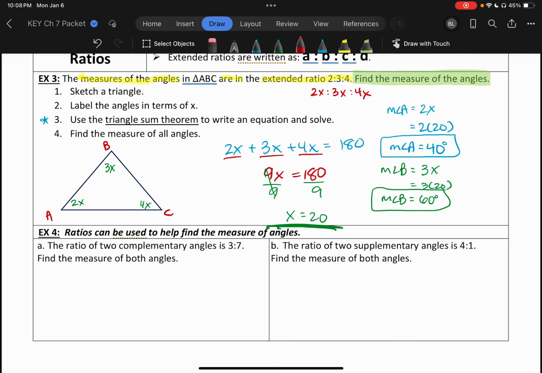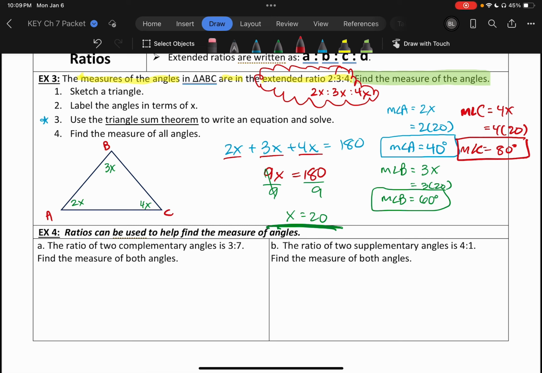Then we can finish up with our last angle, angle C. Angle C was 4x. If x is 20, 4 times 20 gives us 80. So the measure of angle C is 80 degrees. Just to recap, whenever you're given a problem that has an extended ratio like this, what you're pretty much doing is adding an x at the very end of that extended ratio, and you'll use that information to set up an equation.